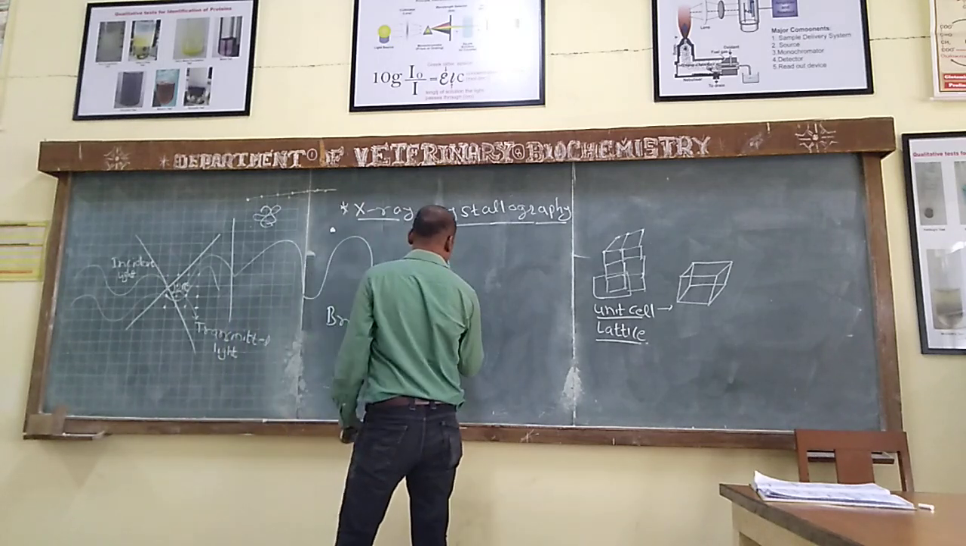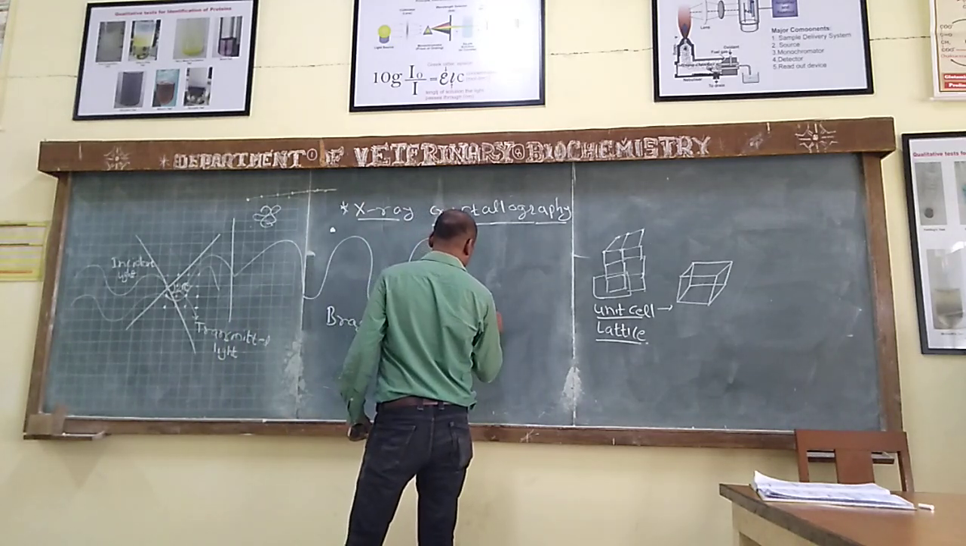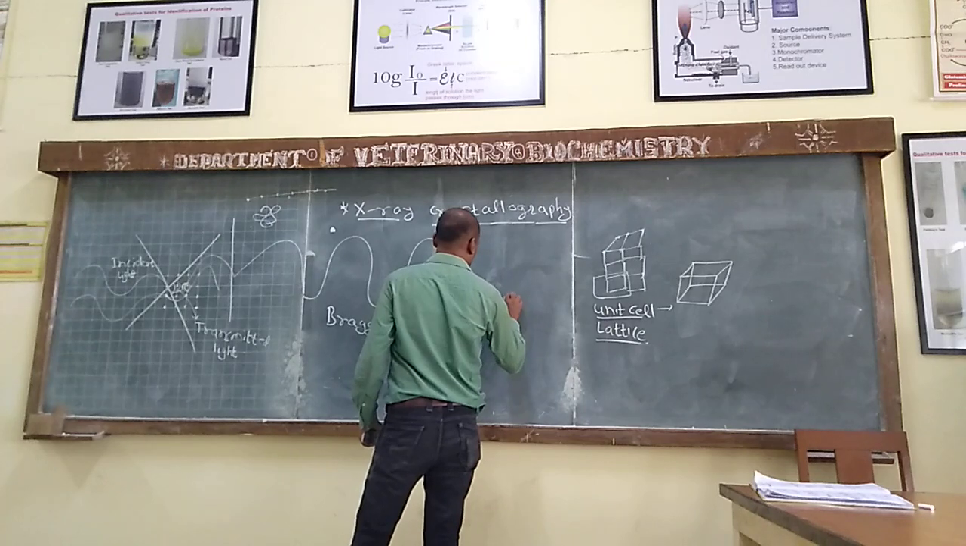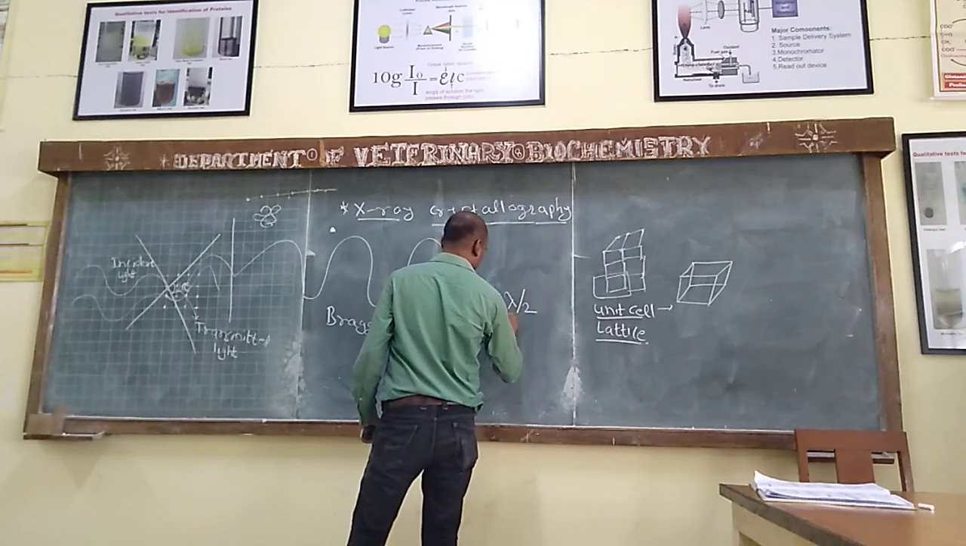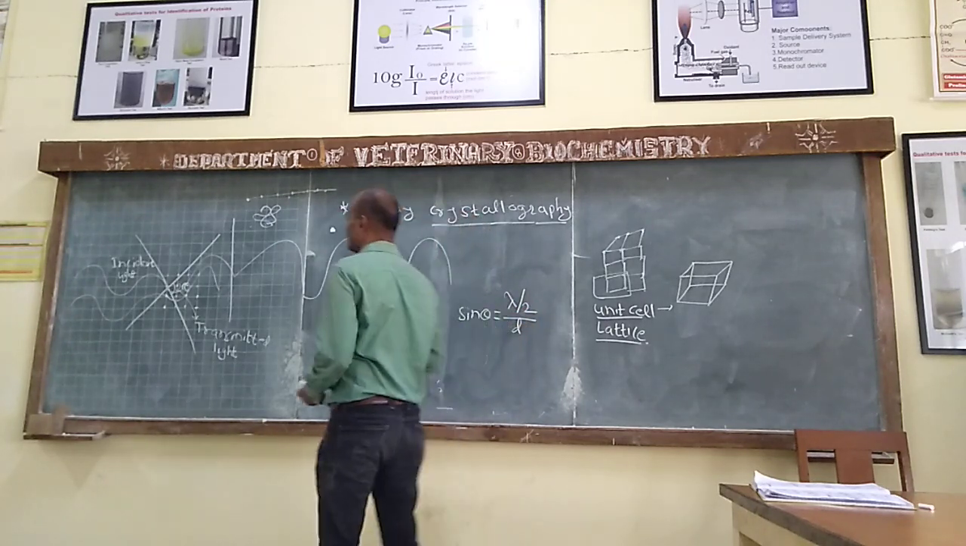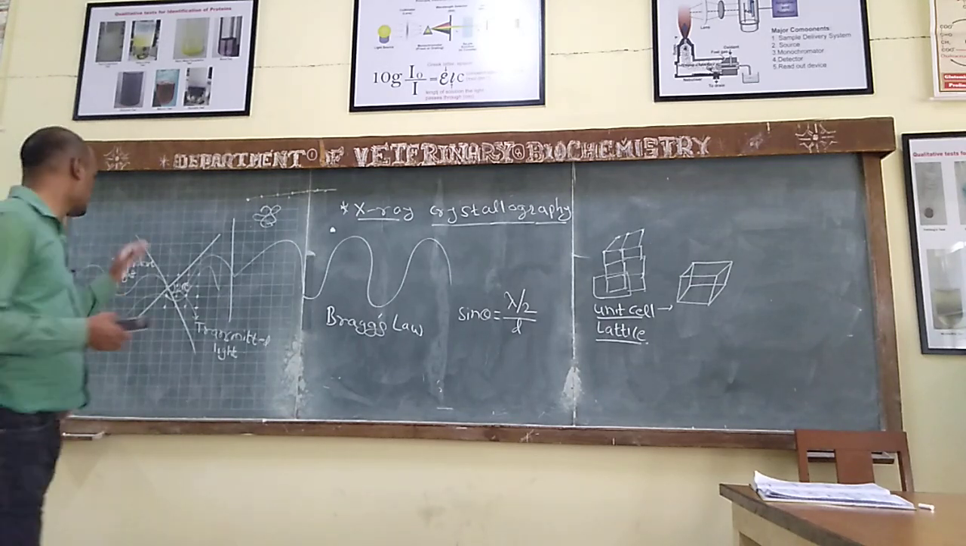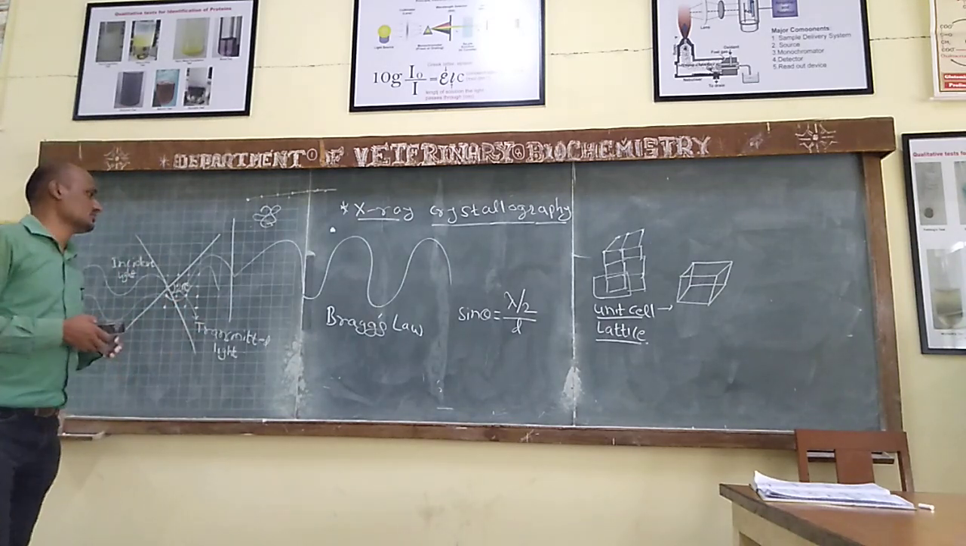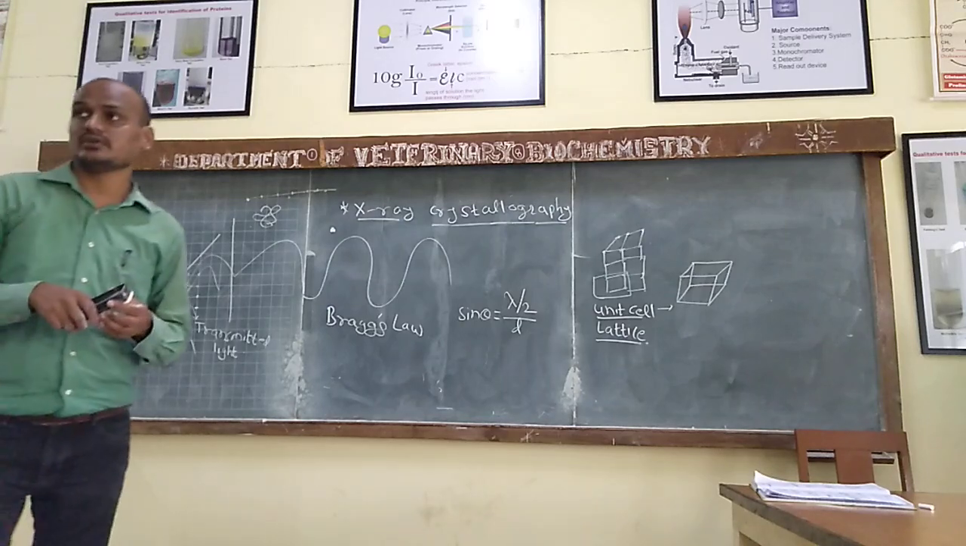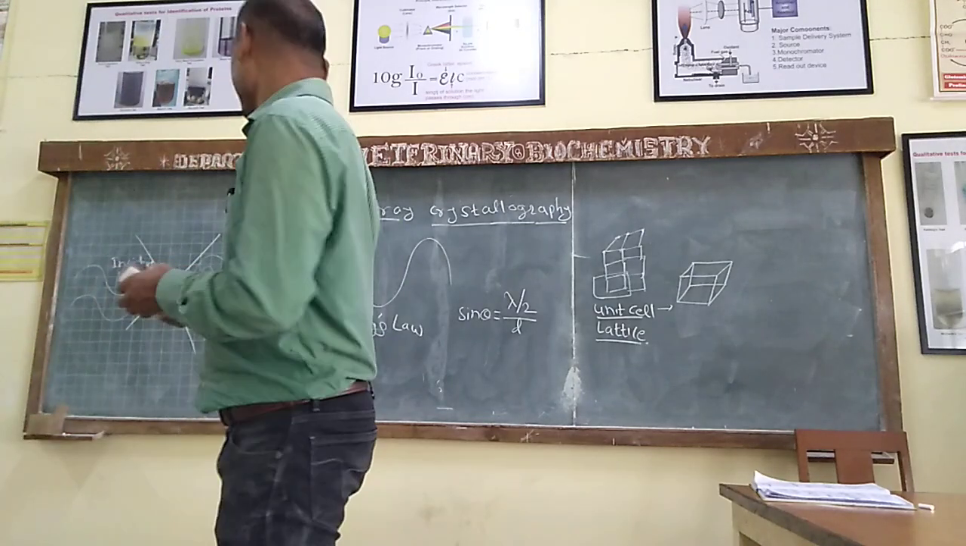in which sin theta is equal to lambda by 2 divided by d. So how did this equation come? This is our Bragg's law. When we apply the sine function to this light interference, we have Bragg's law: sin theta is equal to lambda by 2 divided by d.